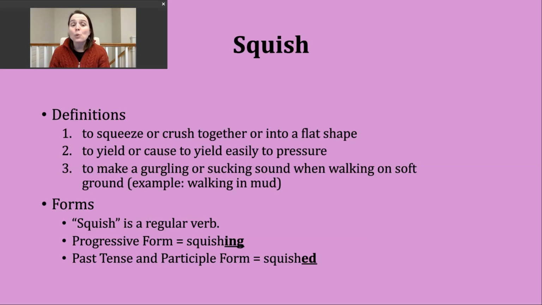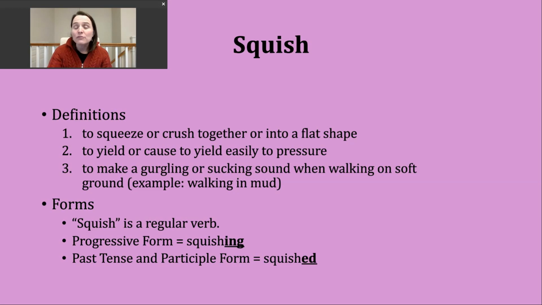You should know that squish is a regular verb. To make the progressive form of this verb, all you need to do is add ing to form squishing. The past tense and participle forms of this verb can be made by adding the letters ed. Our base verb, squish, ends in an unvoiced sh sound. This means that our ed ending is going to make a t sound as we say it. So it should sound like this: squished, squished.